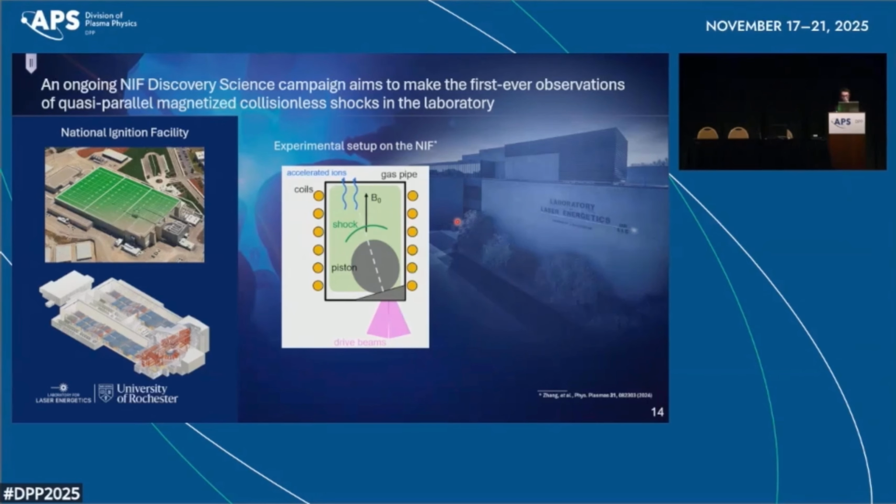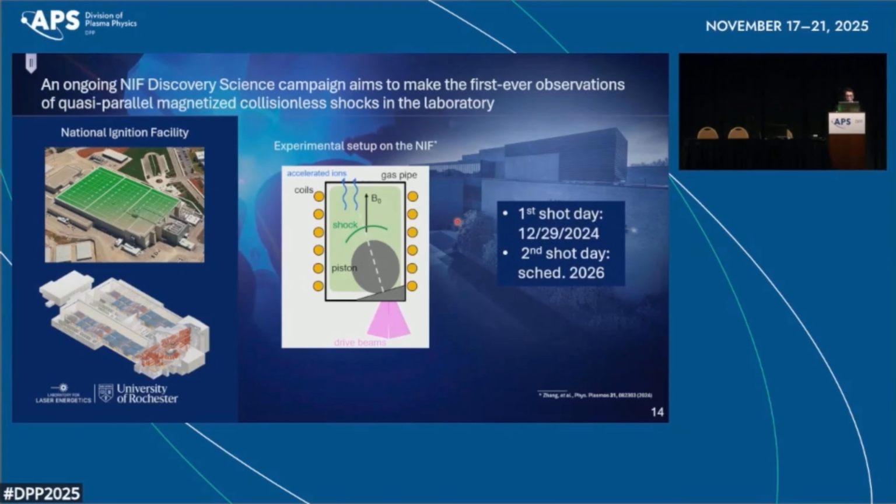In the middle, I'm showing you the schematic of the experimental setup on the NIF. Here we first have this gas pipe, with hydrogen gas inside. The B field is applied by the coils, and X-rays from this laser target interaction will ionize the gas into plasma. And finally, we have this laser-driven piston, so we can have a shock going at a 30-degree angle. We expect to see some accelerated ions in the direction of the B field. Our first shot day was done last year, and the second shot day is scheduled for next year.